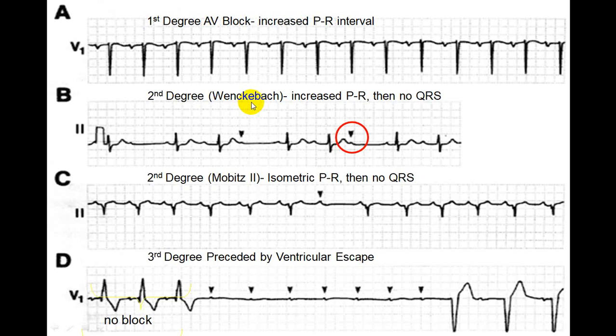We call it Wenckebach or Mobitz type 1, and this is Mobitz type 2. In this, all PR intervals are constant and each P wave is followed by a QRS complex. Here P waves and QRS complexes are equal.